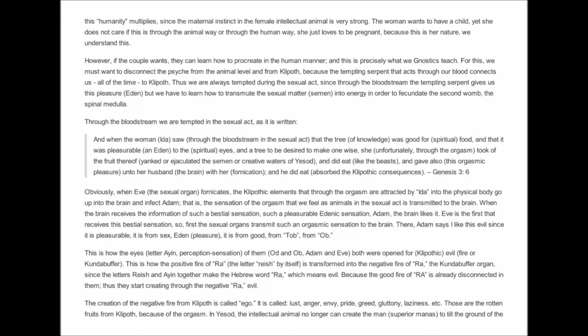If we want to disconnect our psyche from the animal level and from klipath, because the tempting serpent that acts in our blood connects us all the time through klipath. We are always tempted. The sexual act, of course, is pleasure. But we have to know how to transmute the sexual matter in order to fecundate the second womb, which is the medulla.